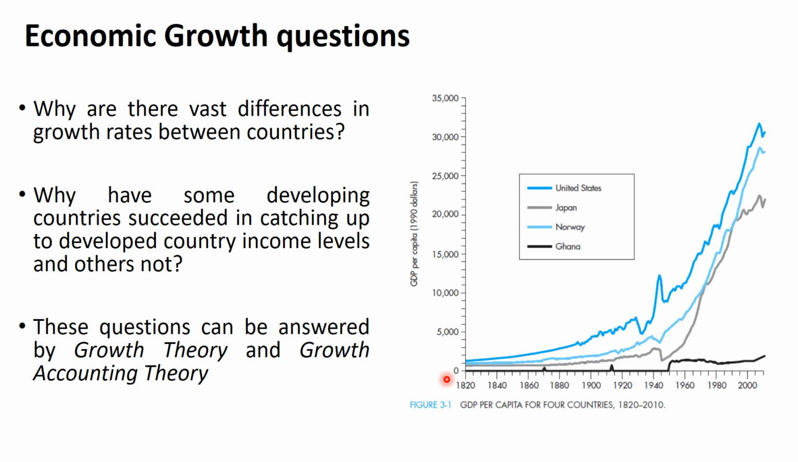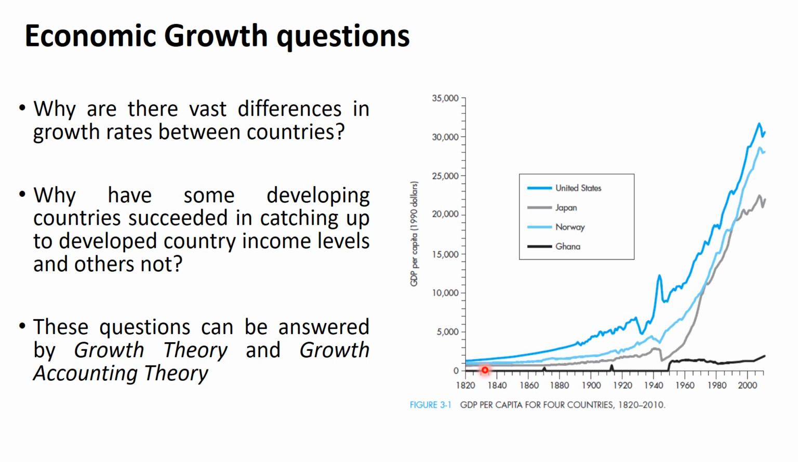What we can see is that all the countries shown start off at approximately the same point. So the US and Norway, which is shown in light blue, and Japan in grey, and Ghana in black, although Ghana does lie a little bit below these others initially. But they all start off in the 1820s with very low levels of GDP per capita.